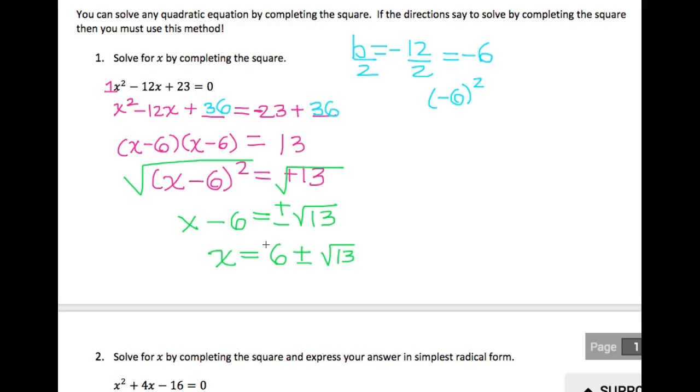Now, if you had wanted to, you could check this if you weren't sure if you got it right by using the quadratic formula. But the directions said solve by completing the square, so that's what we're going to do. All right, what I'd like you guys to do is pause the video, and try number 2.